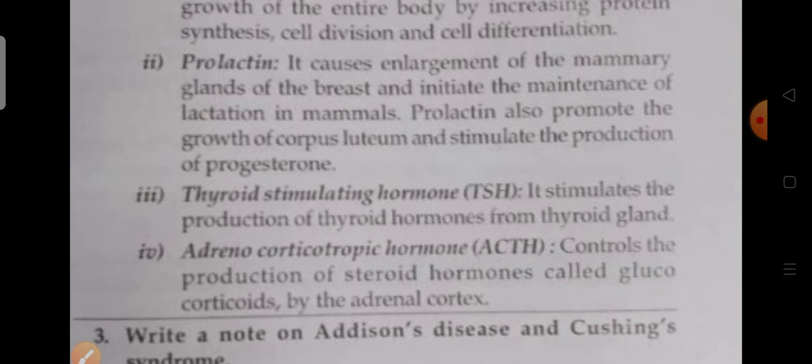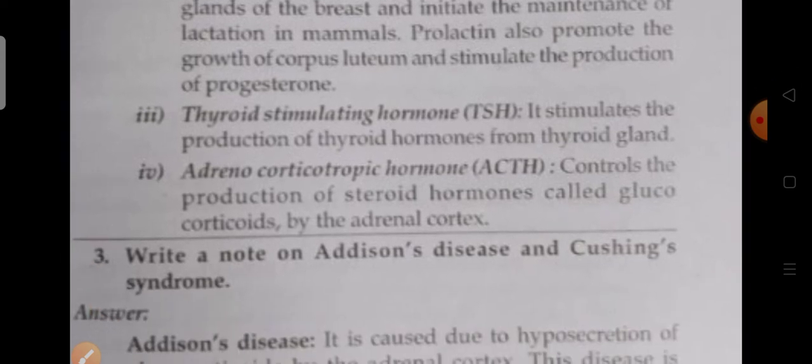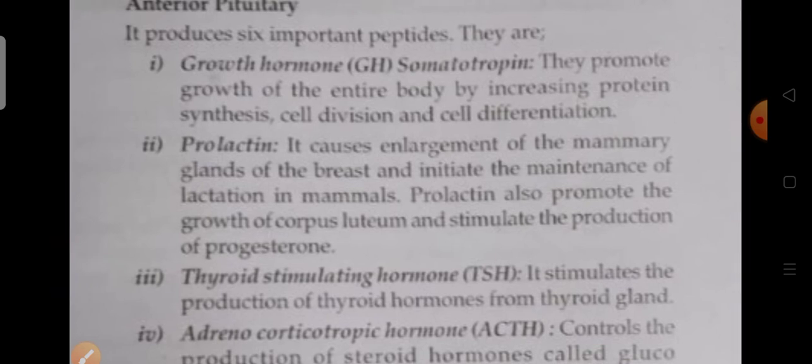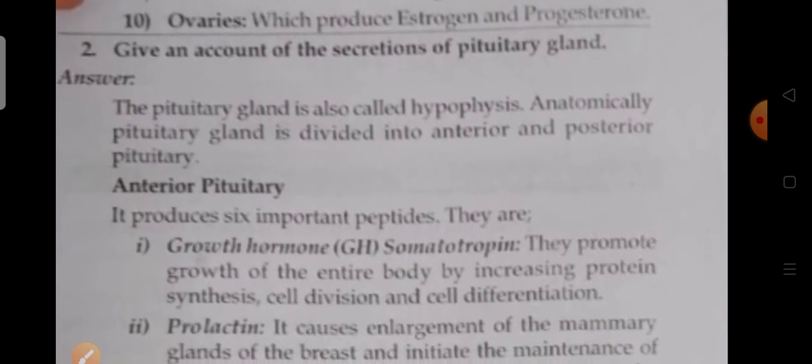Okay, next, coming to the thyroid stimulating hormone. It stimulates the production of thyroid hormones from the thyroid gland. Next one is the adenocorticotrophic hormone, which controls the production of the steroid hormones called glucocorticoids by the adrenal cortex. So these are all the secretions of the pituitary gland.